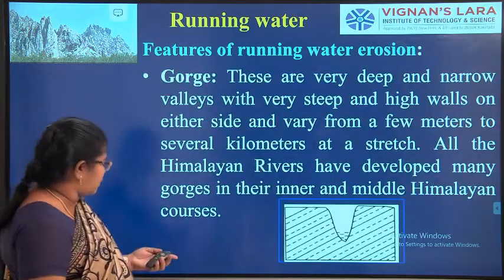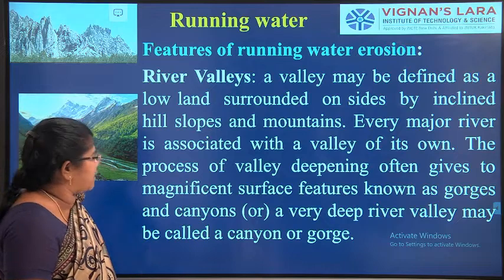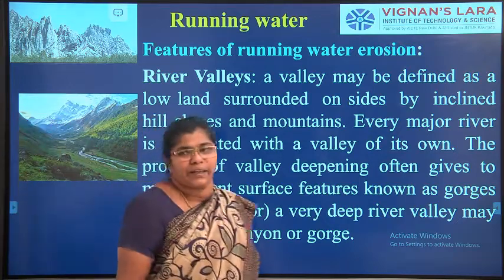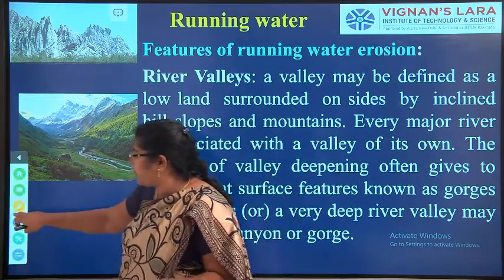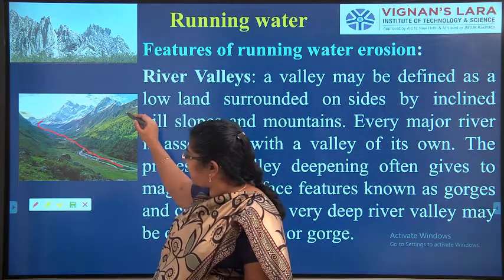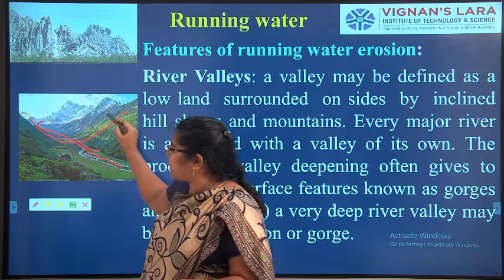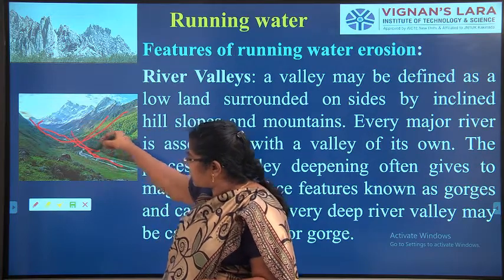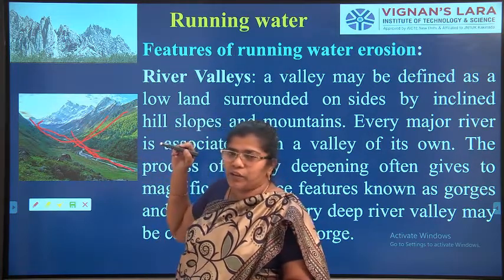Okay, so the first one we will see is the river valley. You can see this is a river valley. Here you can see the water flowing along the mountains. This is a valley, right? These are two mountains, and the joining part is the valley. We call this the valley. The river flows through the valley.